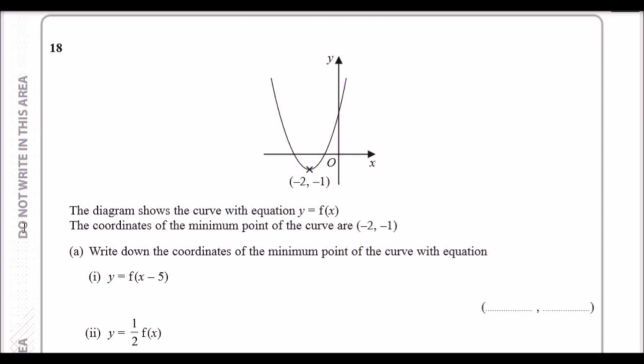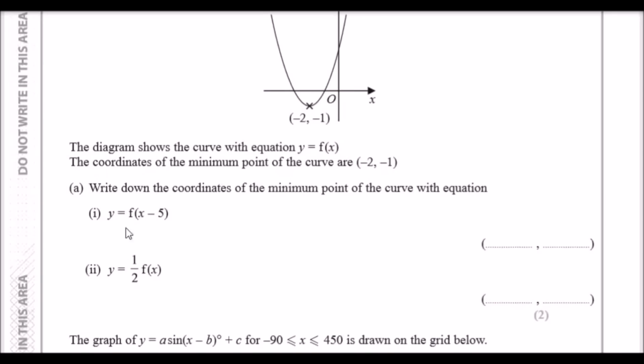So the diagram shows a curve with equation y equals f(x). So this is a typical quadratic curve. Okay, this is a U shape. The coordinates of the minimum point, as in the turning point right over here with X markers, is -2, -1. So here they want us to write down the coordinates of the minimum point of the curve of equation. In other words, they just want us to shift the graph wherever it tells us here.